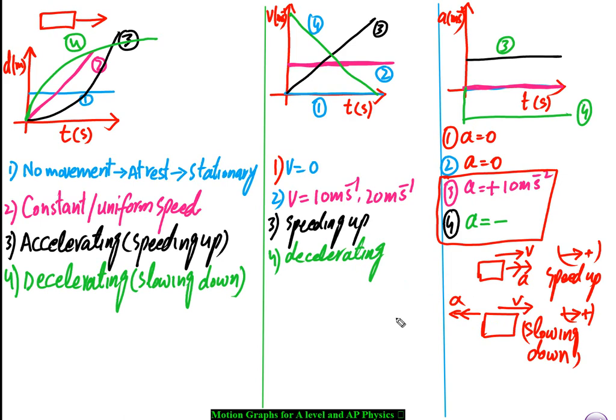So this is what you need to understand. Don't get confused with positive and negative, but simply understand when the body will speed up. The body will speed up if A and V are in the same direction, and the body will slow down when they are in the opposite direction. So this is what you need to understand.